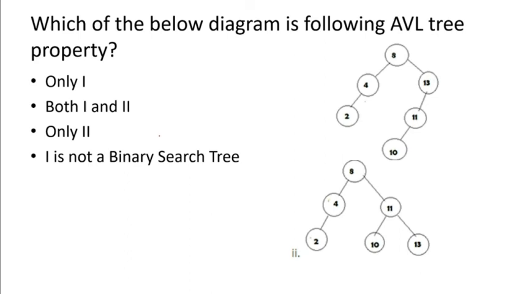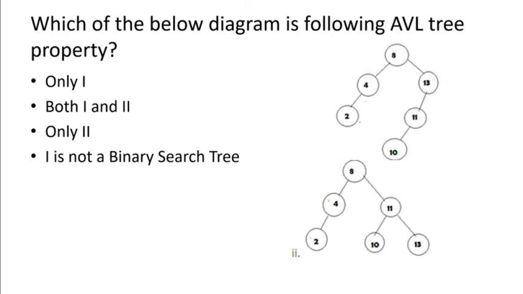Right, next question. You have some work here. Look at this. Which of the below diagrams is following the AVL tree property? If you want to know this, you need to write the balance factor of each. You need to calculate the balance factor of each.